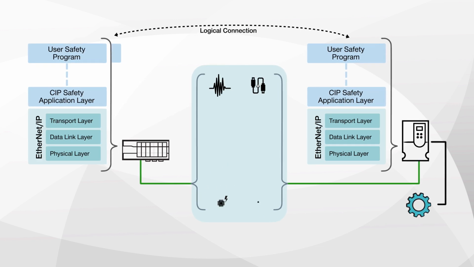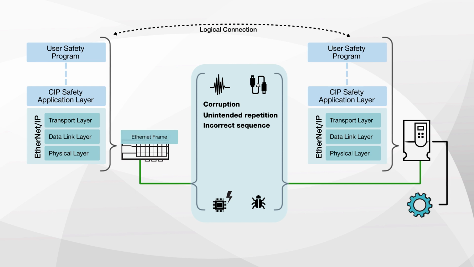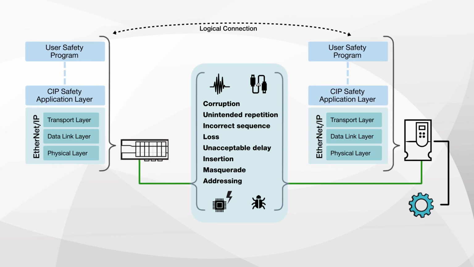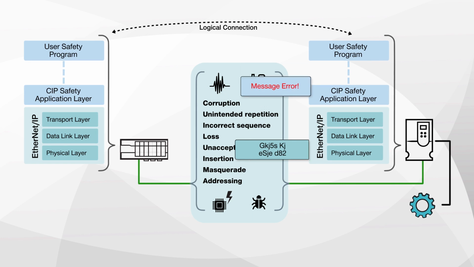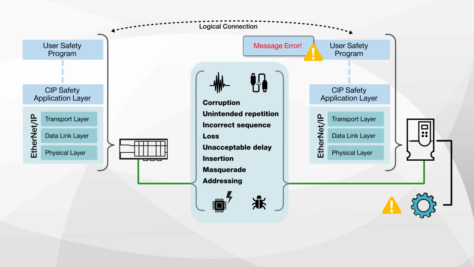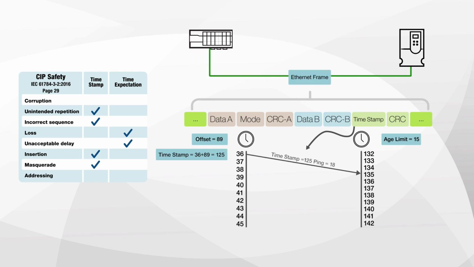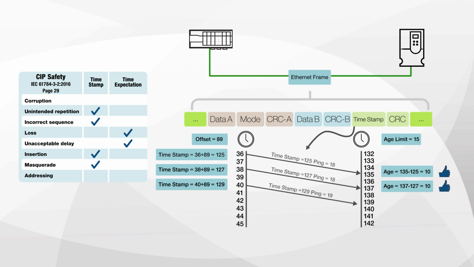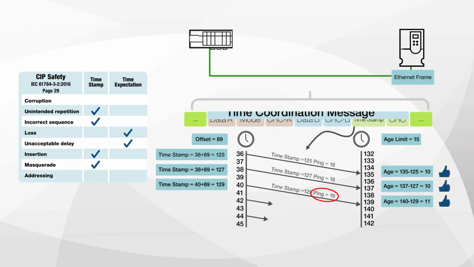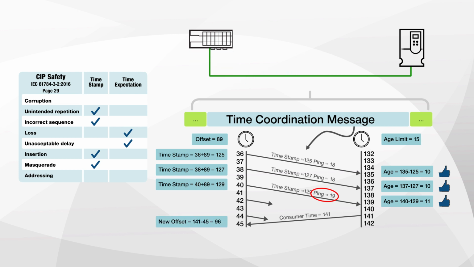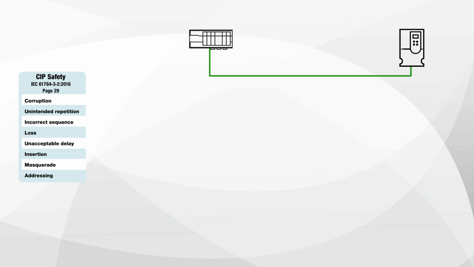The end devices perform the diagnostics on the CIP Safety protocol to detect each type of error that could occur in the network, so that the device can still go to a safe state when an error occurs. Let's look at how those errors are mitigated. To measure the age of the data, which can detect packets which are lost, delayed, repeated, inserted, or out of sequence, a combination of timestamps and time expectation is used. The device compares received data against an expected age limit for packets. To keep the clock synchronized, time coordination messages are passed as well.